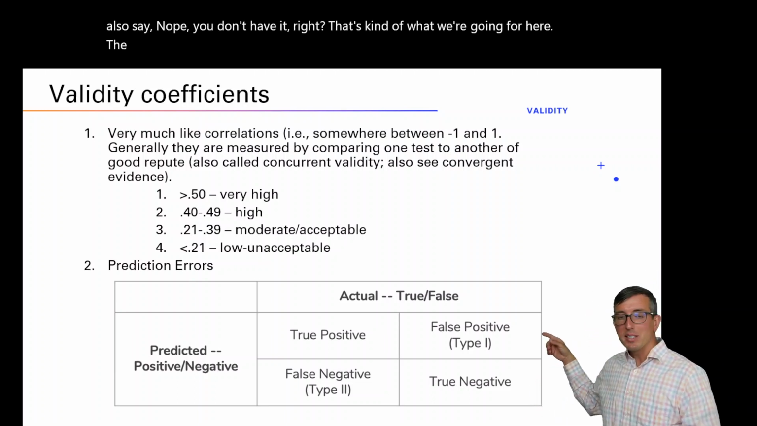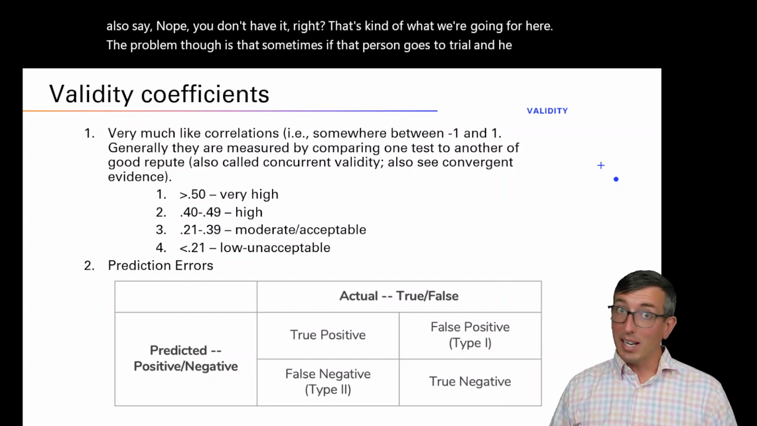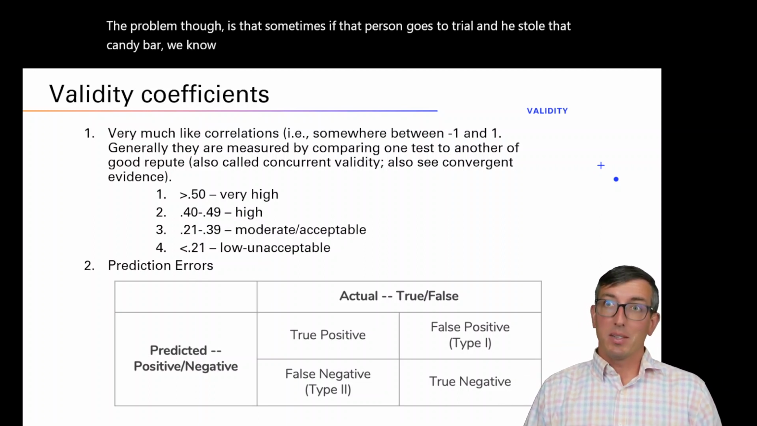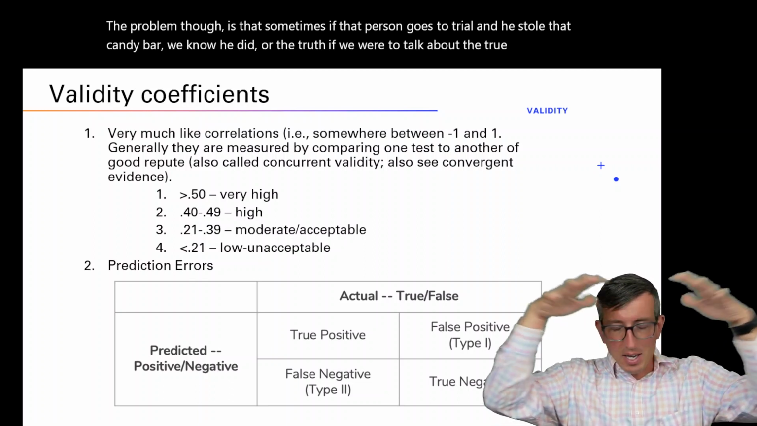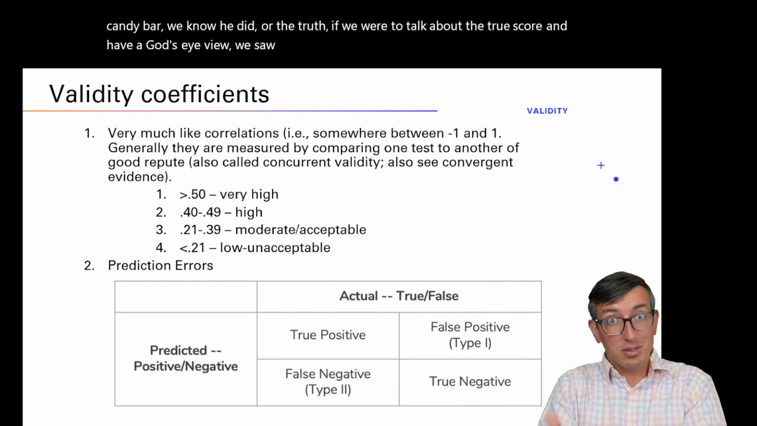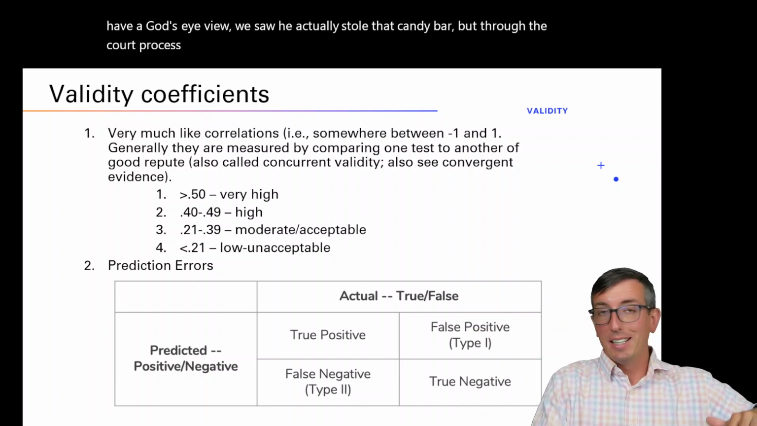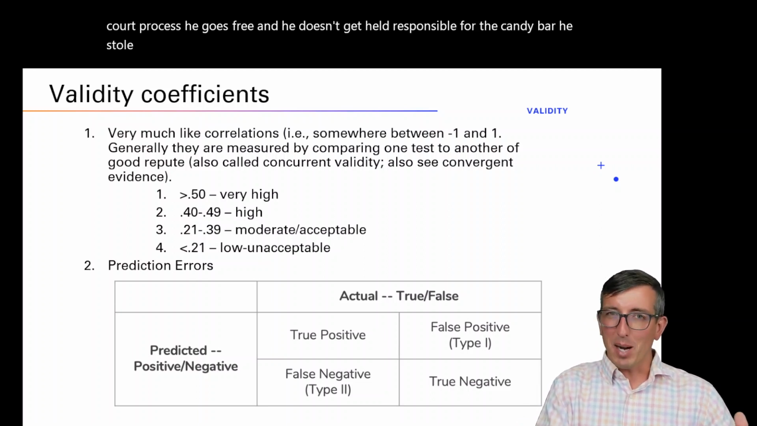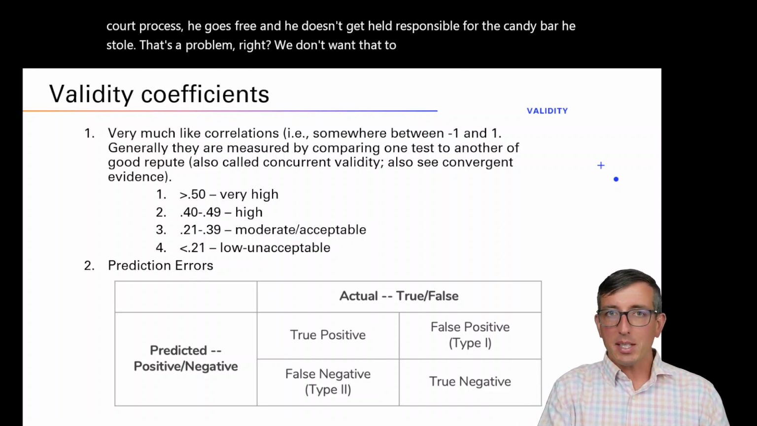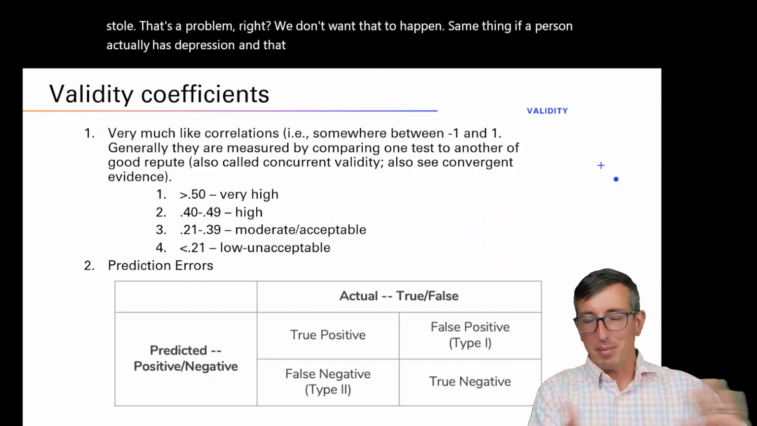The problem, though, is that sometimes if that person goes to trial and he stole that candy bar, we know he did, if we were to talk about the true score and have a God's eye view, we saw he actually stole that candy bar, but through the court process, he goes free and he doesn't get held responsible for the candy bar he stole. That's a problem, right? We don't want that to happen. Same thing, if a person actually has depression and that test doesn't pick it up, that's a problem.